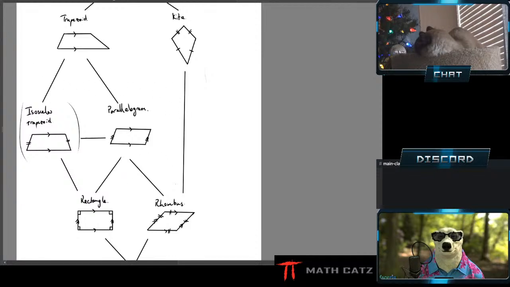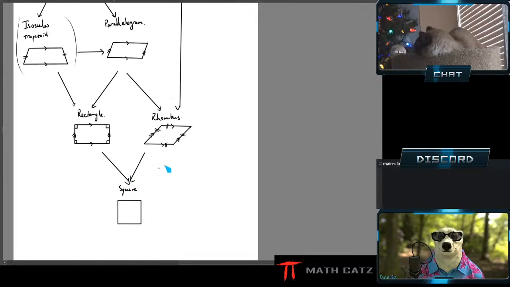I guess we should put arrows, right? Specializing this way, this way, this way, this way, this way, down. So ones down the arrow are more special or more specific types of further up.